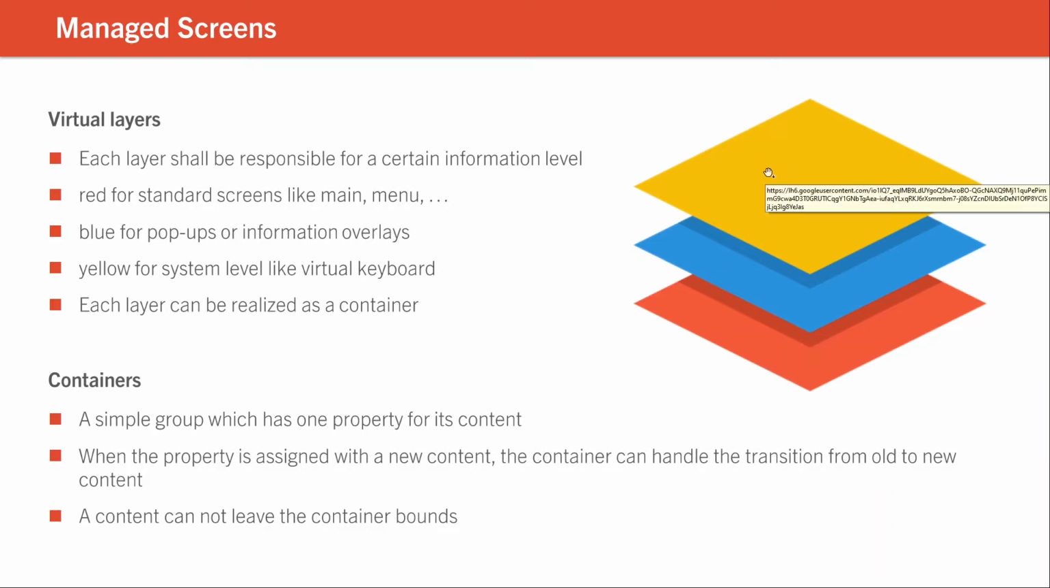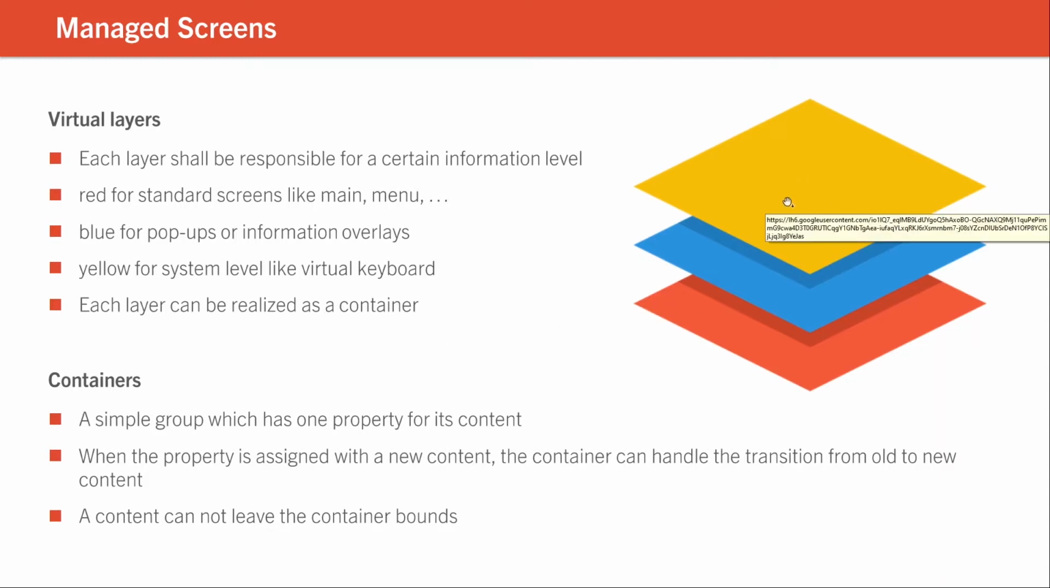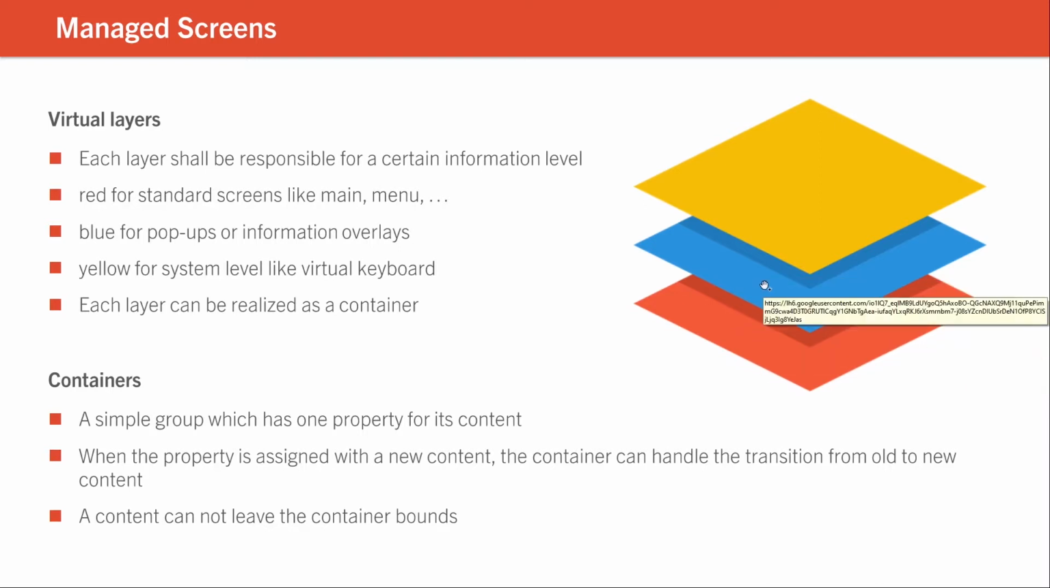And maybe a third layer, here yellow, for system level. And maybe add things like a virtual keyboard or something else which might be always on top, even on standard screens, but also on the next layer like pop-up or additional informations. Yeah, and the question is how to realize this.